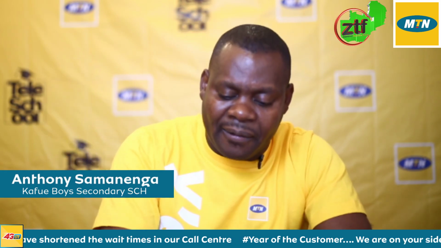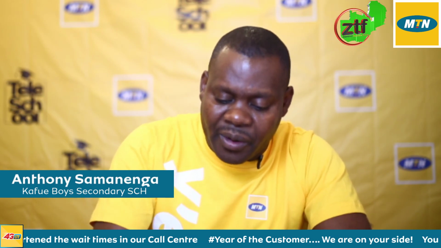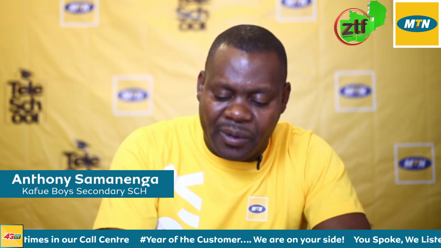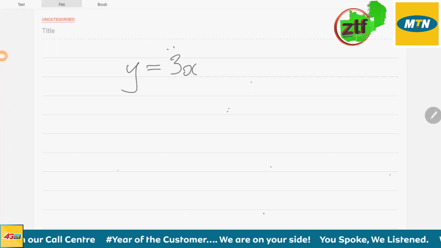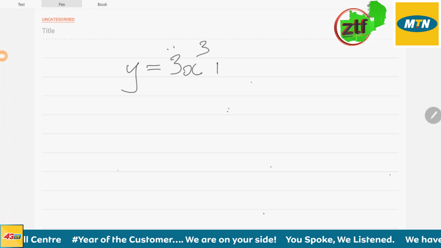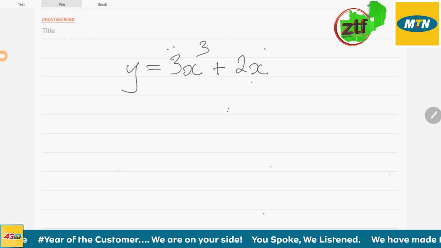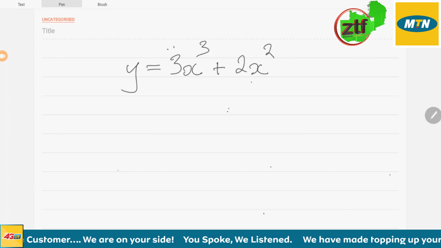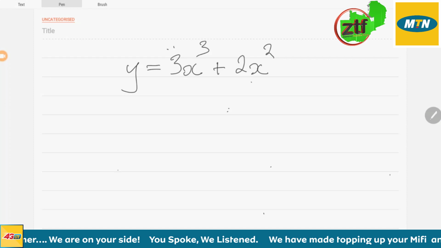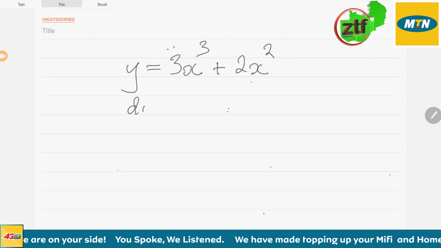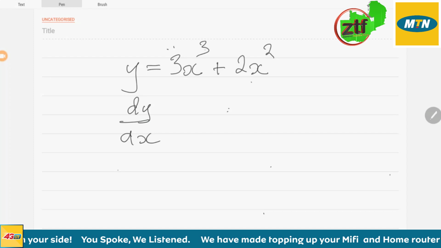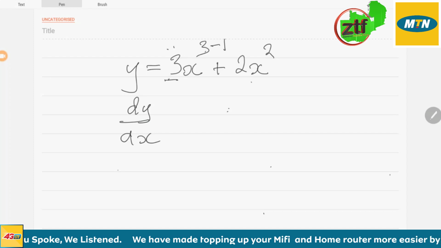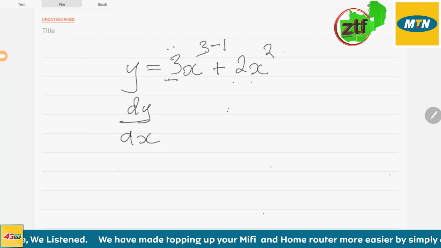For example, if we have y equals an expression or a function that we need to differentiate, 3x to the power 3 plus 2x to the power 2. We said if they say, can you differentiate with respect to x, or they ask you to find the derivative of this function, we say this can be dy over dx. The power will multiply this base, but as it multiplies this base, it loses by 1. Also, this power multiplies this base, it loses by 1.